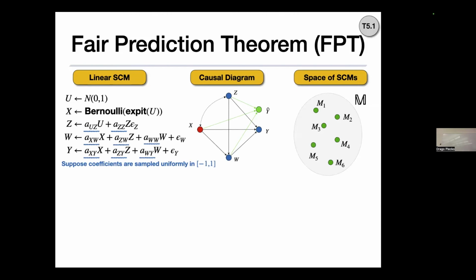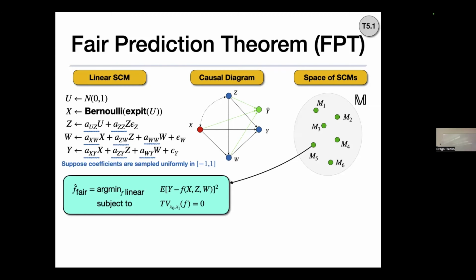So what this gives me is a way to sample at random from the space of linear structural causal models, right? So when I sample this, I get an SEM at random every time I do this uniform sampling. What is interesting is that if we try to do exactly as the literature prescribes, if for a specific SCM, say we sampled N5 here, we try to find the optimal linear predictor that satisfies the TV measure, we're asking the following question basically.